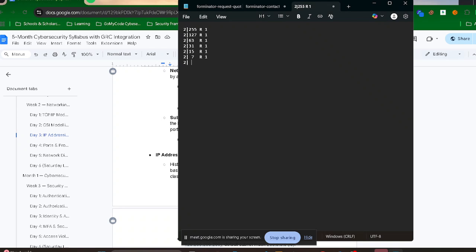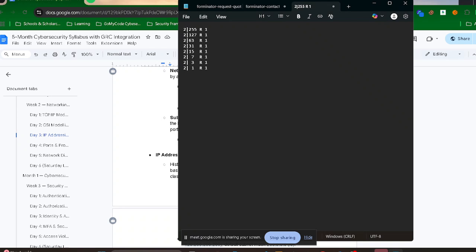And then 7 divided by 2 will give us what? 3.5, that's remainder 1. So 3 divided by 2 will give you what? It's 1 remainder 1.